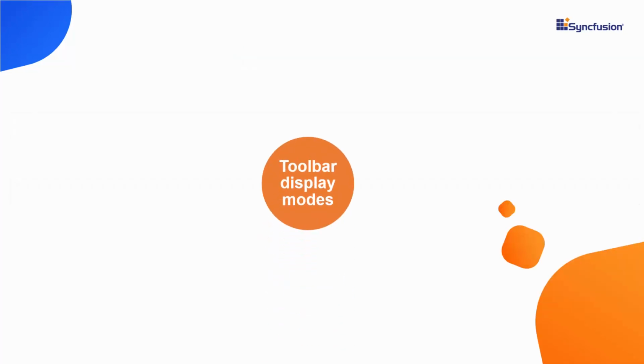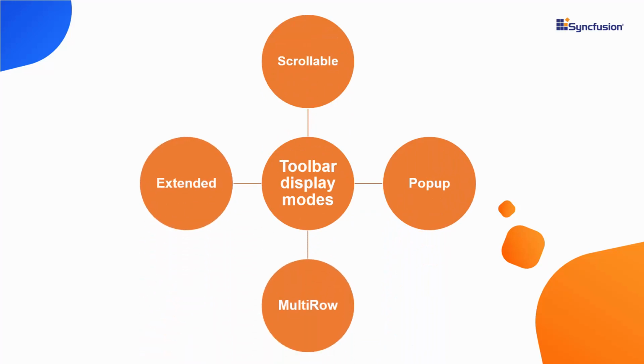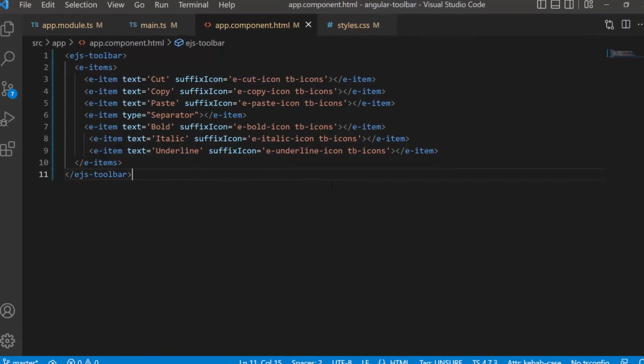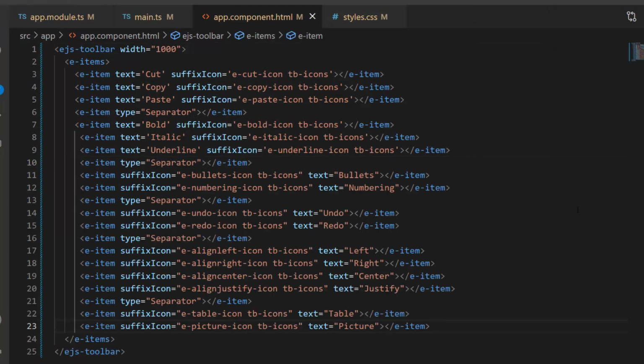There are 4 display modes to choose from: scrollable mode, pop-up mode, multi-row mode, and extended mode. By default, the toolbar displays its overflowing items in scrollable mode. Let's look at how the toolbar items are displayed in the scrollable overflow mode. First, define the width property. Then, add 10 more items to the toolbar along with separators.